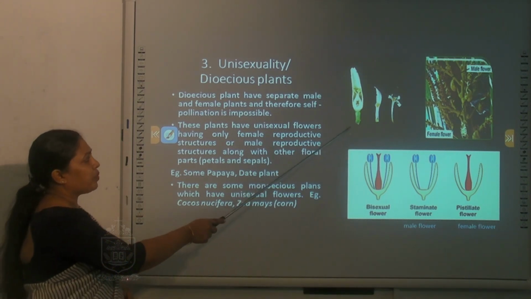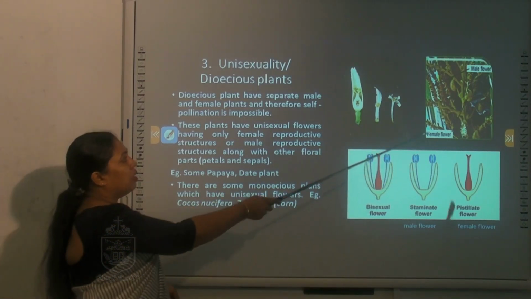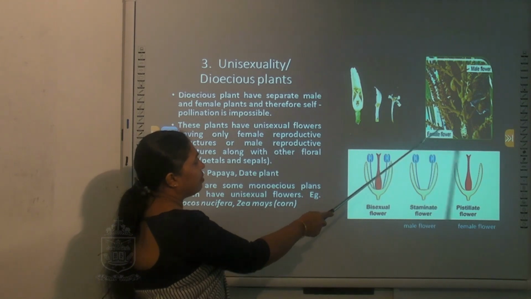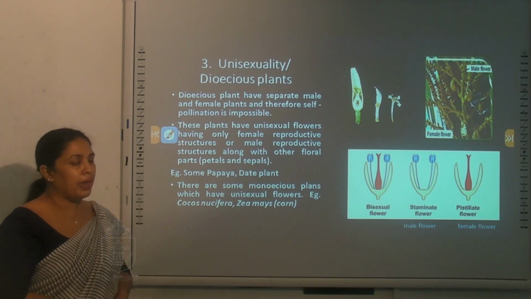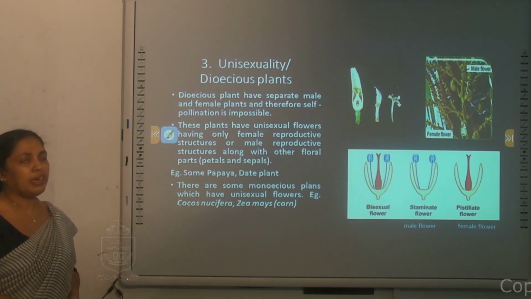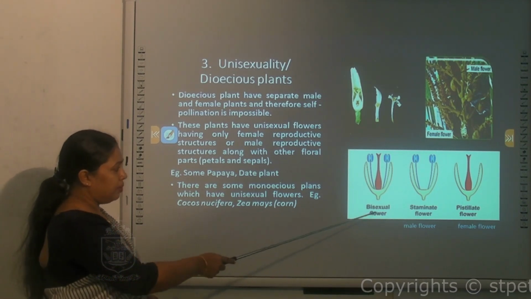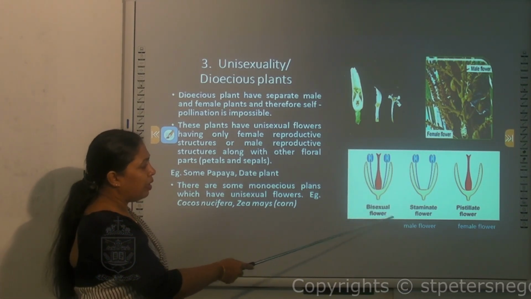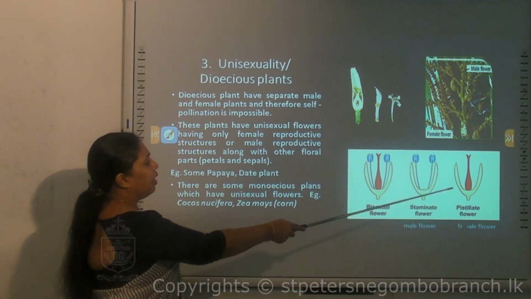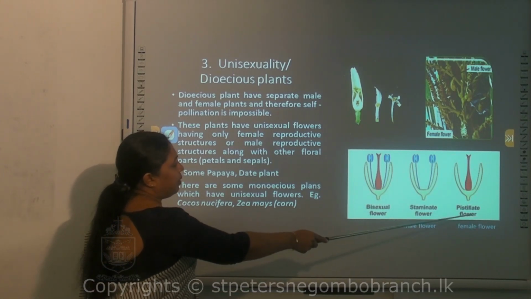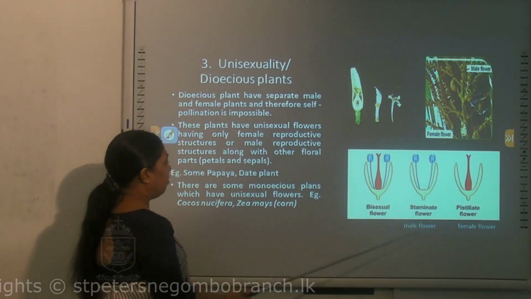Here it has the female flower and these are the male flowers of papaya, and in the coconut plant also female flowers and male flowers are there in the same inflorescence or the same plant. So it is not a dioecious plant, but it has unisexual flowers. And this is the usual bisexual flower, and this is a staminate flower with stamens. It is a male flower. And this is a pistillate flower. It means it has the female part and is the female flower.